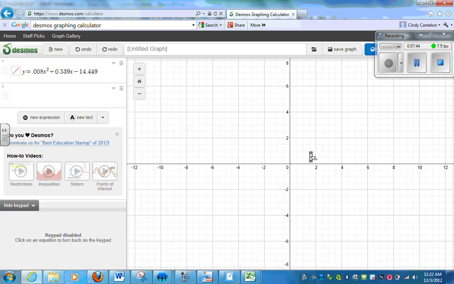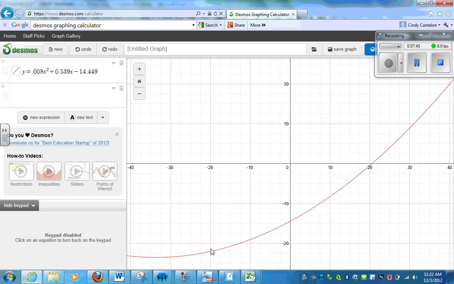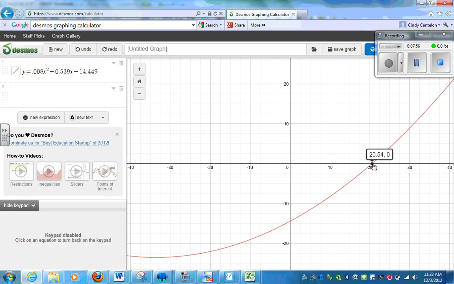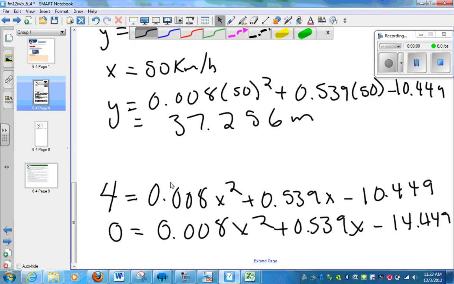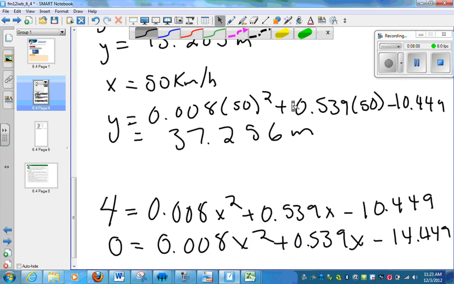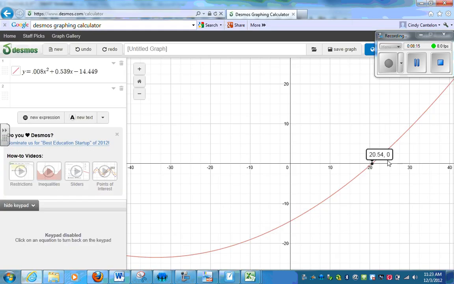So let's see what that looks like. It looks like I'm going to have to do some zooming. Zoom, zoom, zoom. There we go. The model is only looking at this part right here, so I need to know that intersection right there, and it looks like it's 20.54. So again, back to our question, it says, determine the maximum speed that a car should be traveling in order to stop within 4 meters. Well, it can only be going 20.54 kilometers an hour. Okay.